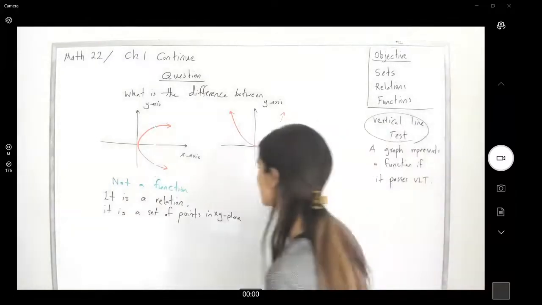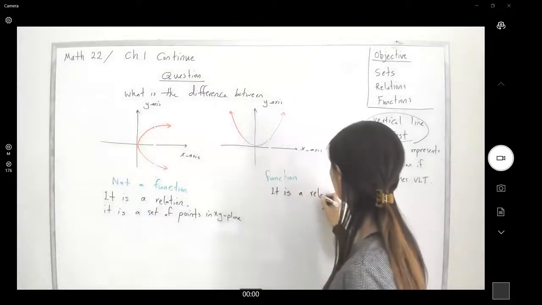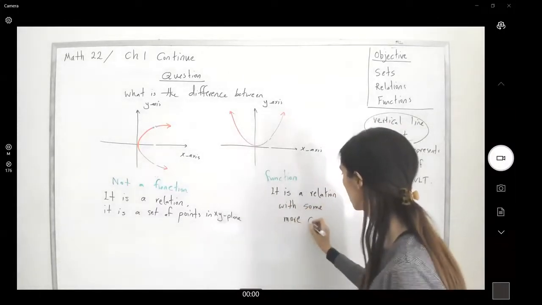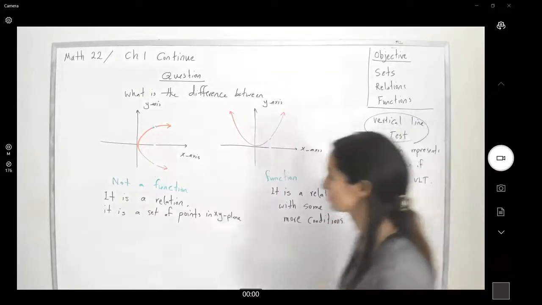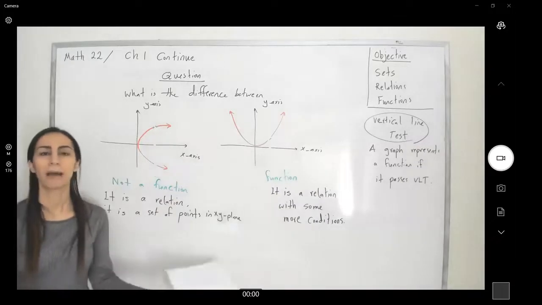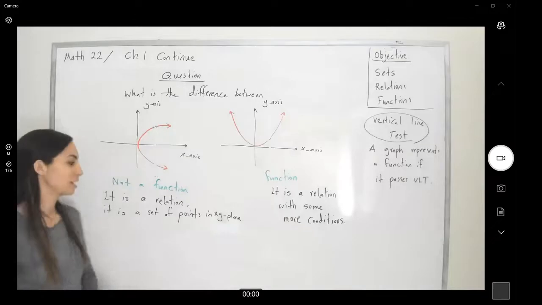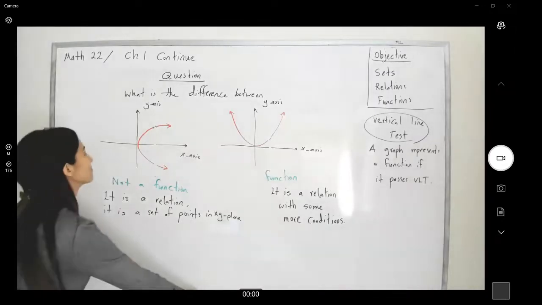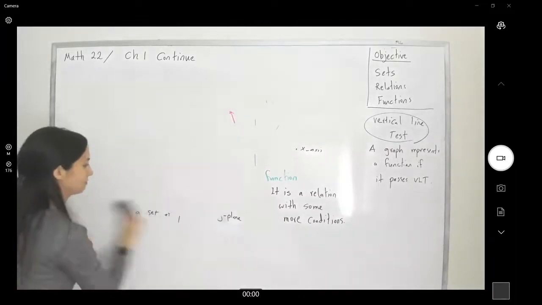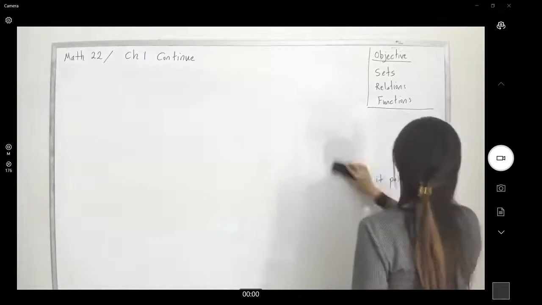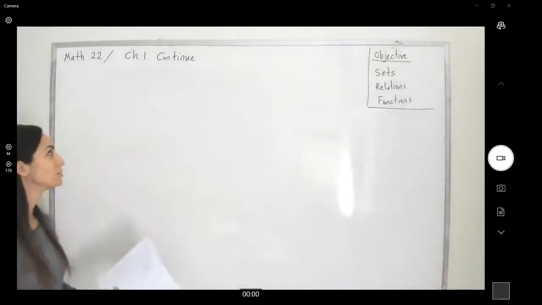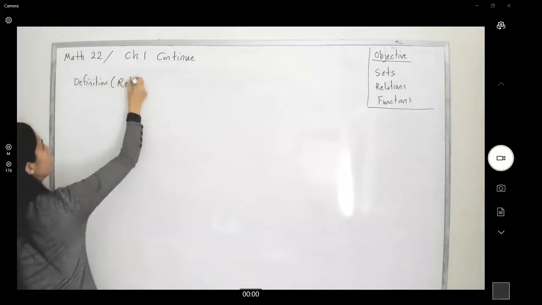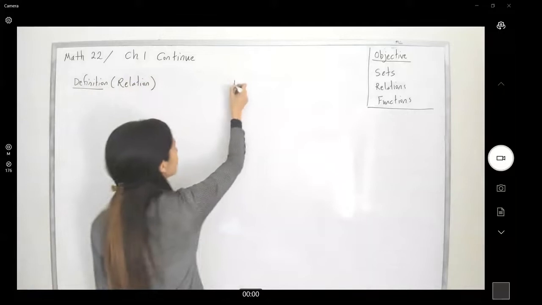How do we identify this? It is a relation with some more conditions. So if you have a bunch of points following a pattern, or not following the pattern, it doesn't matter. It is called a relation. Okay, perfect. So I'm going to write these side by side. Definition of a relation, and then definition of a function.